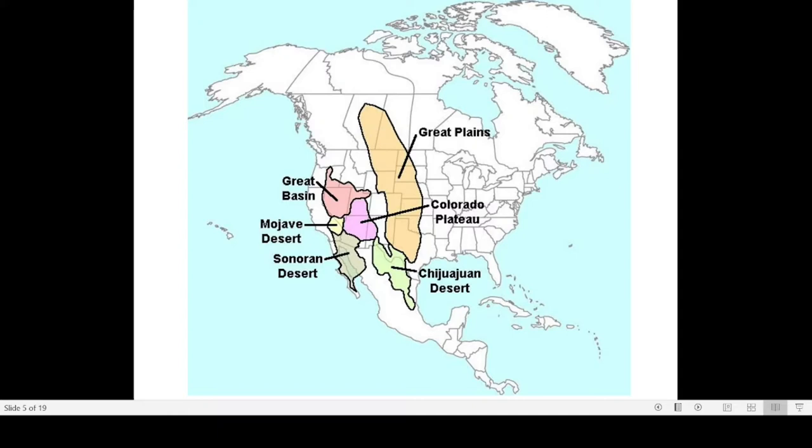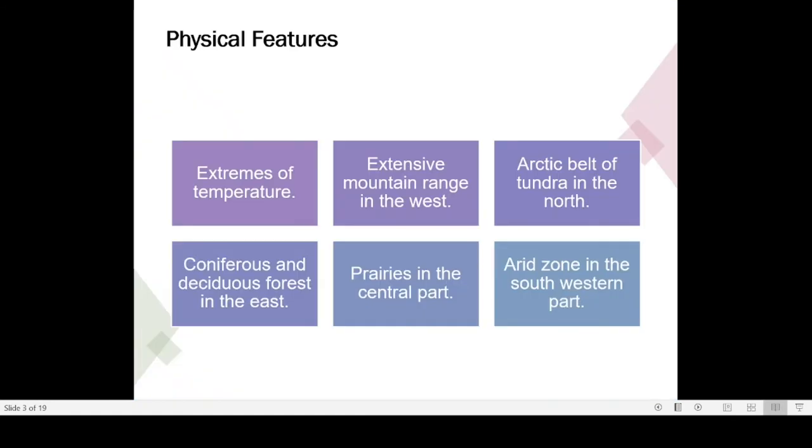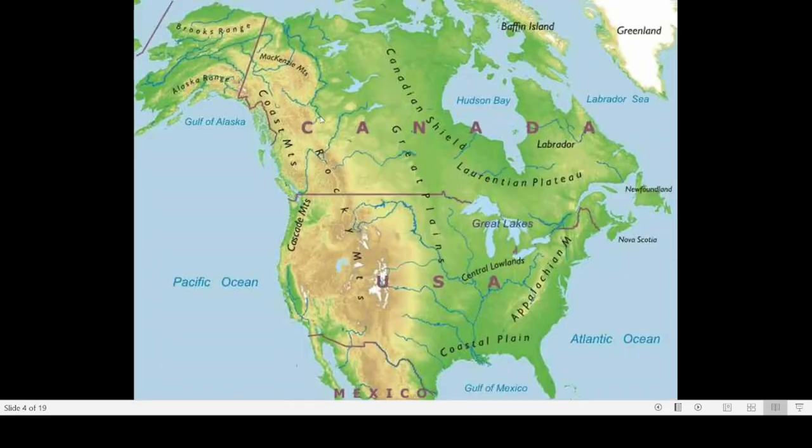Then this region is mostly covered with snow, or this is a tundra region. In this region also, the temperature is very low. So that is one feature of the Nearctic realm. Then, extensive mountain ranges in the west. Just like our Western Ghats and Himalayas, we can see large mountain ranges here.